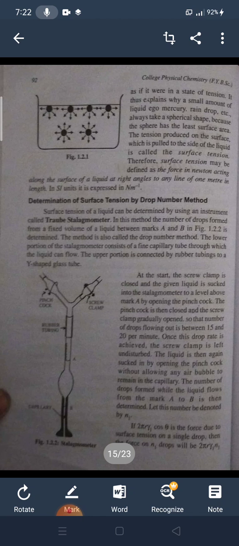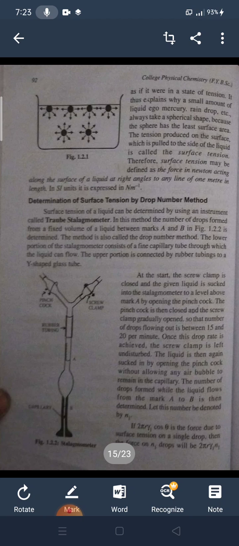The lower portion of the stalagmometer consists of a fine capillary tube through which the liquid can flow. Here you can see the capillary. The upper portion is connected by rubber tubing to a Y-shaped glass tube.